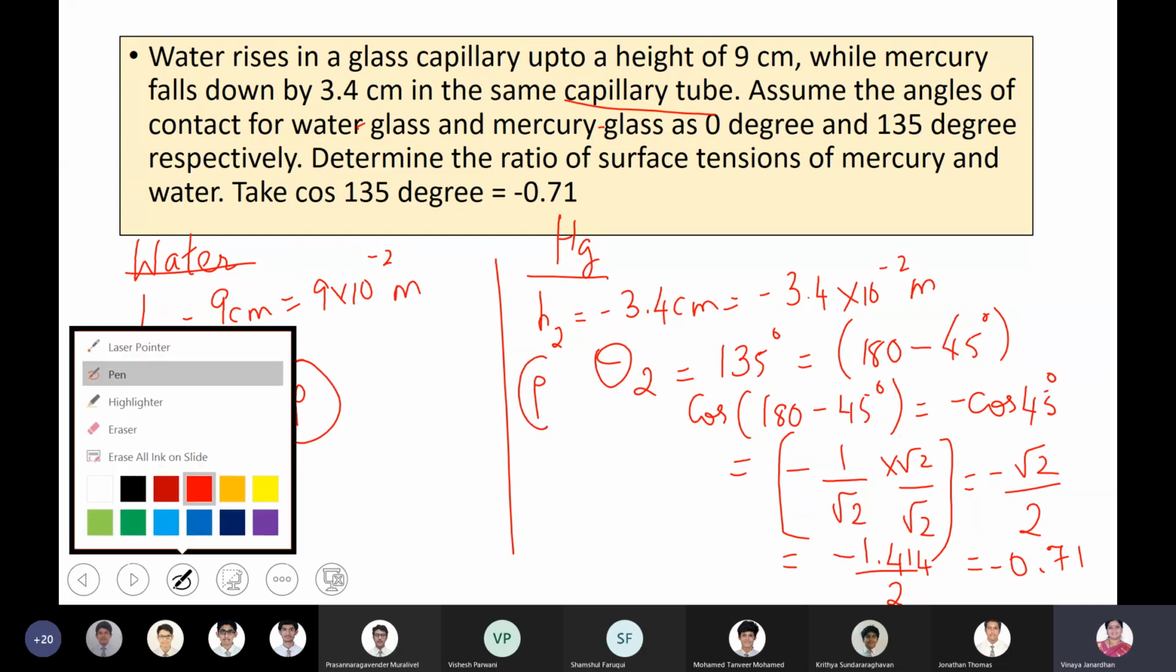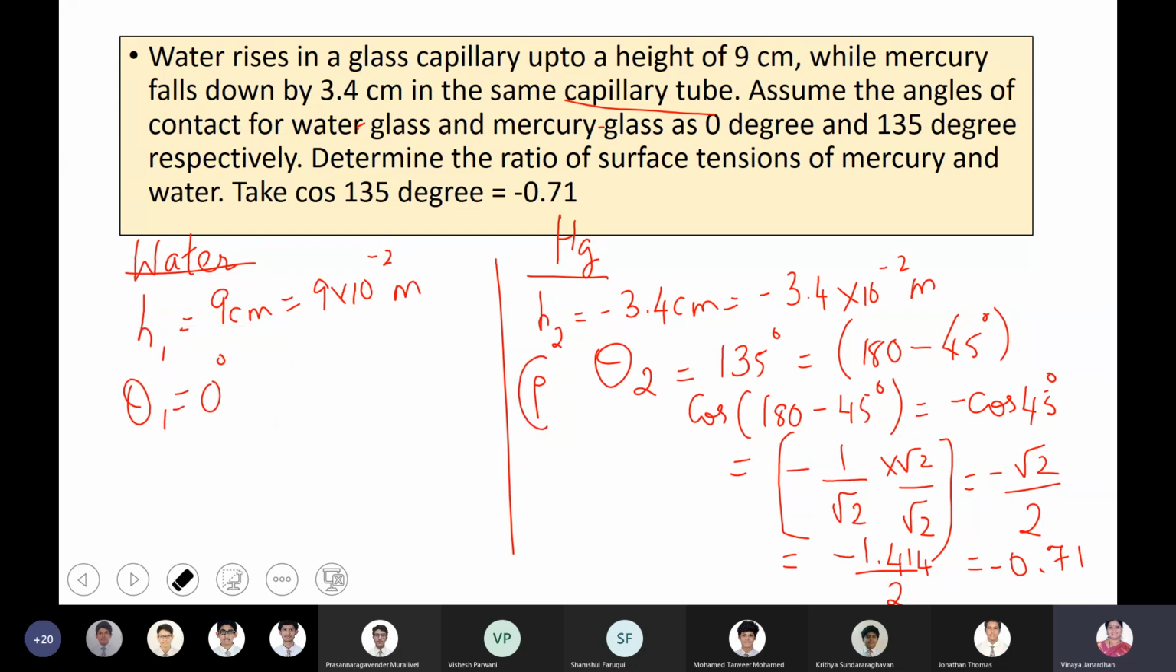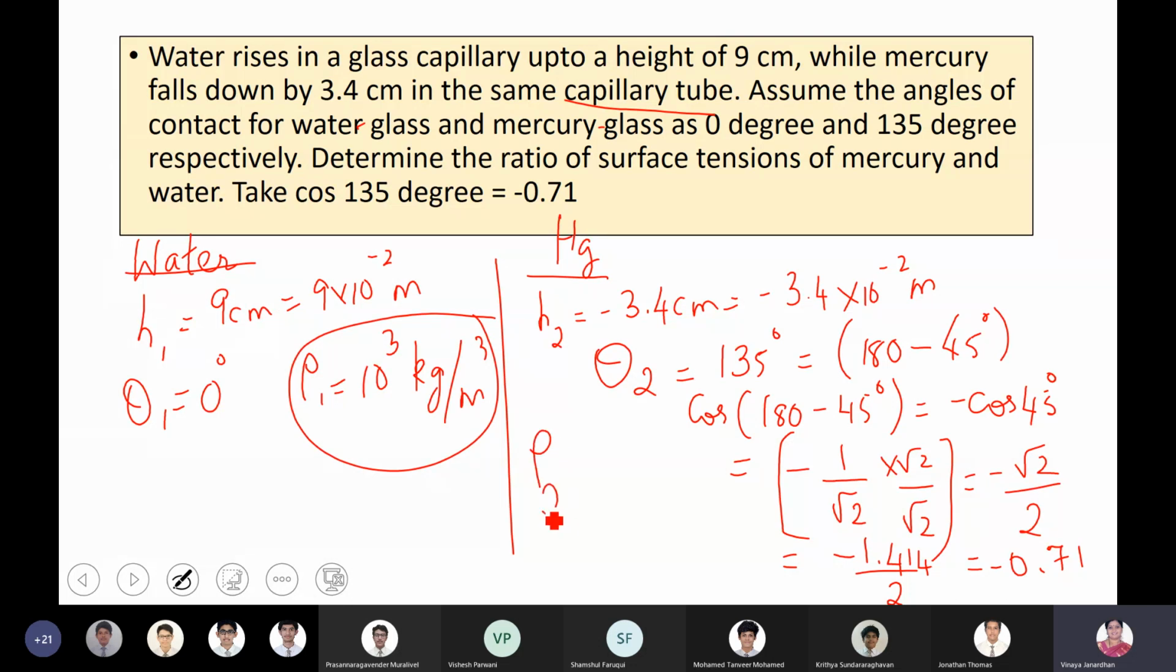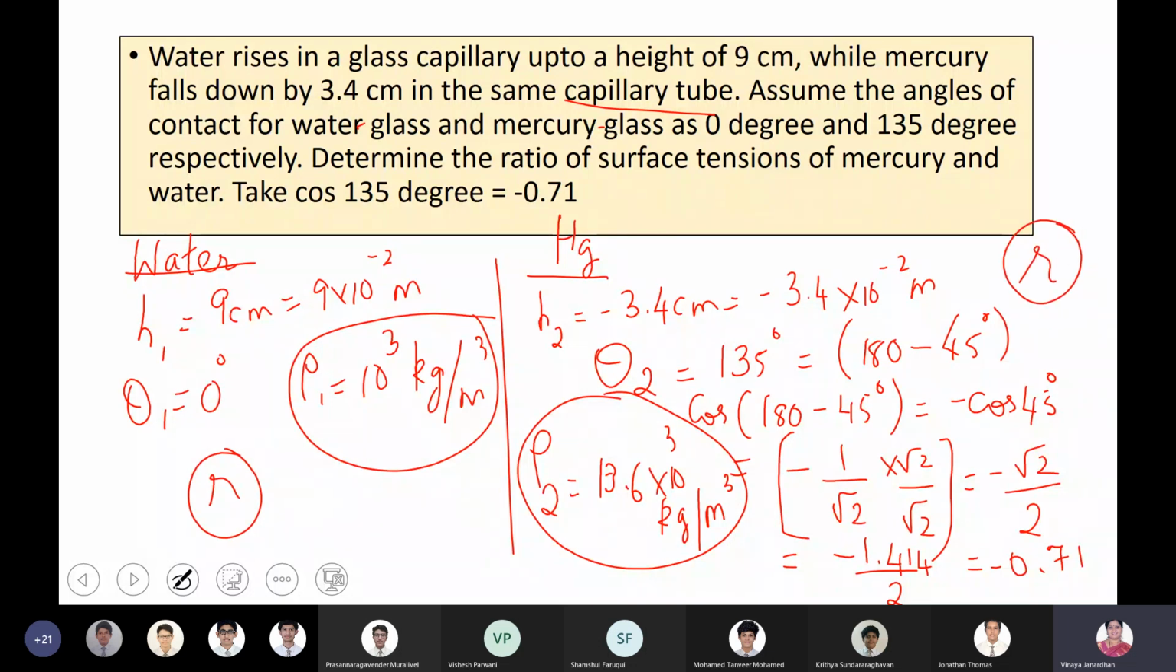Now the question is, the density will be the same in both the cases. They have not specified the density. Take rho 1 equal to 10 to the power of 3 kilogram per meter cube. Density of mercury rho 2 is equal to 13.6 into 10 to the power of 3 kilogram per meter cube. The radius will be the same, because same capillary tube. So r1 and r2 will be the same.